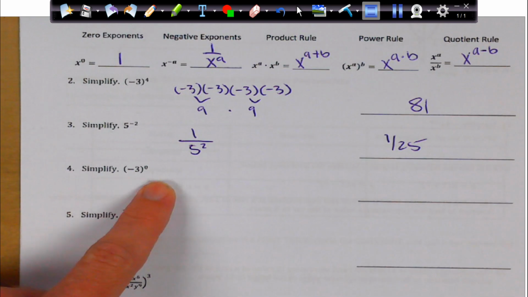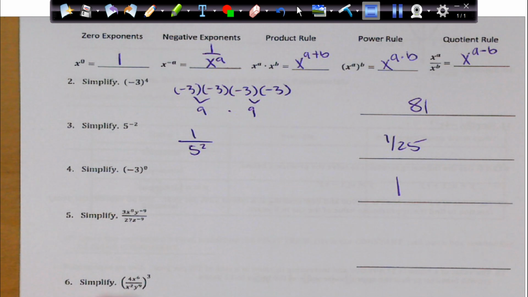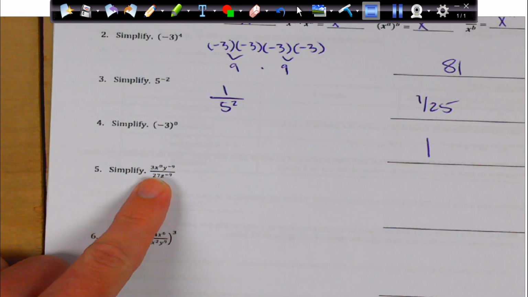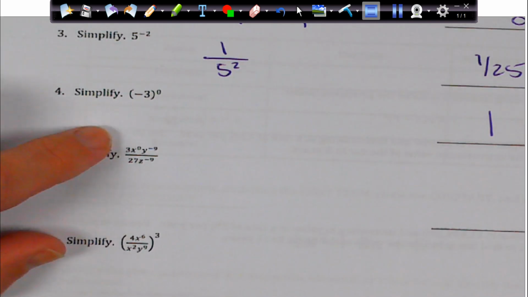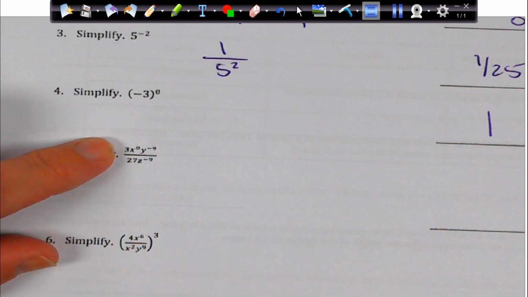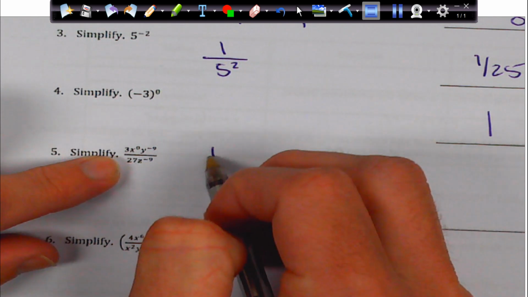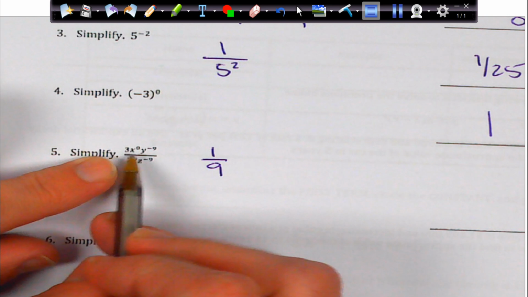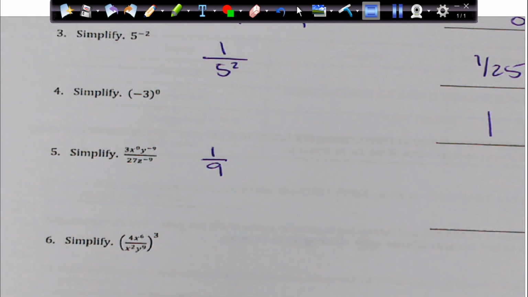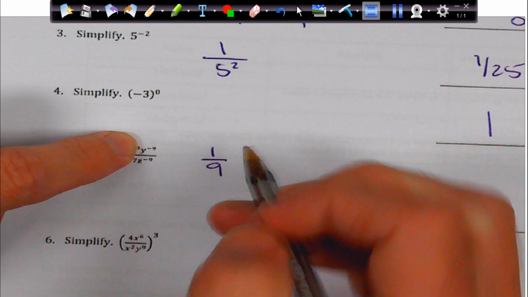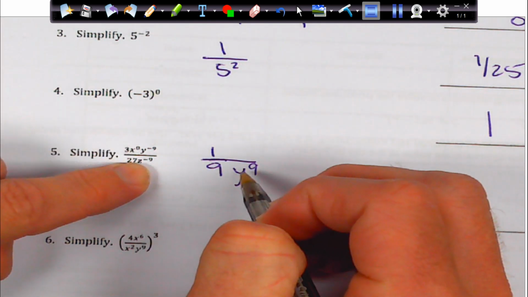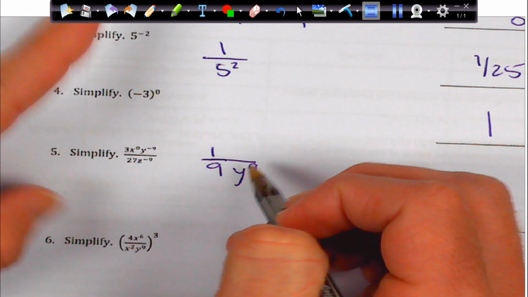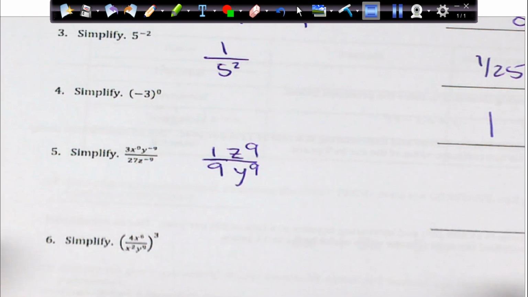Anything to the 0 power is just 1. And then here, we want to kind of slowly simplify. And so we have 3 over 27, so we can simplify that. 3 goes into 3 once, 3 goes into 27 9 times, that becomes 1 over 9. X to the 0 becomes 1, so 1 times 1 is just 1, so it doesn't change. Y to the negative 9 will go to the bottom, and z to the negative 9, since it's already on the bottom, is actually going to switch up to the top. And so we should have that as our answer.